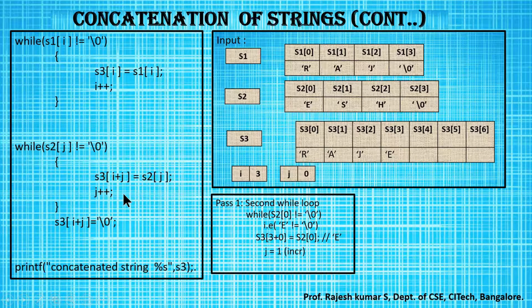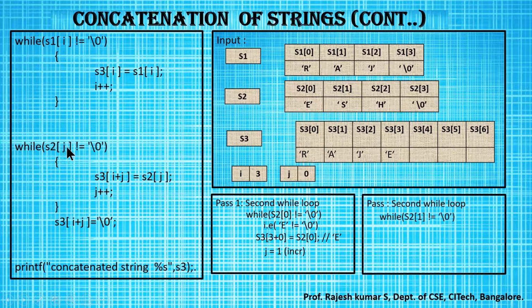Then j gets incremented. j will become 1. When j becomes 1, I'll loop back. Now I'll check S2 of j, which is 1. Sorry, S2 of 1 it is. The j value would have incremented by 1. So S2 of 1, what is S2 of 1? S. Is it not equal to null? Yes, it is not equal to null.